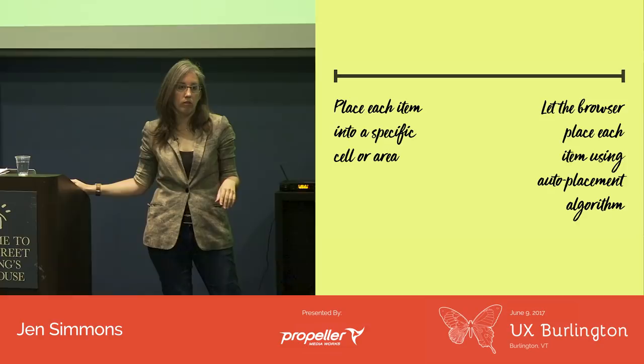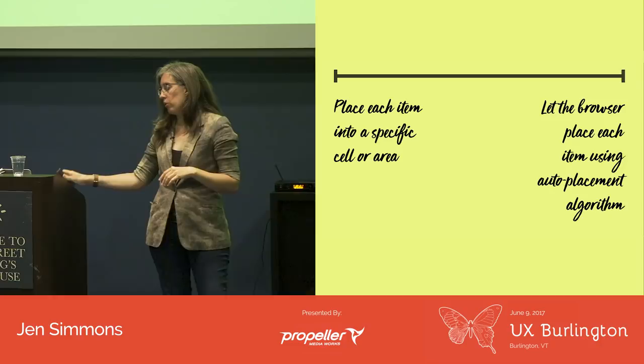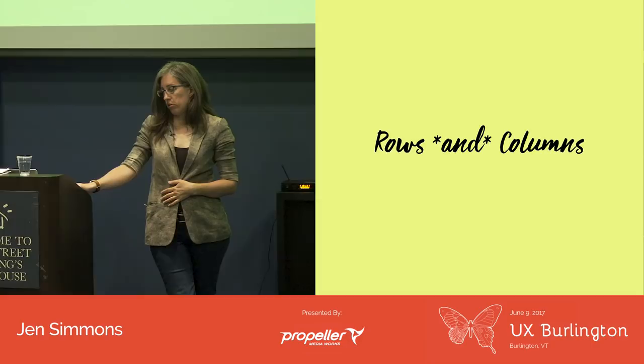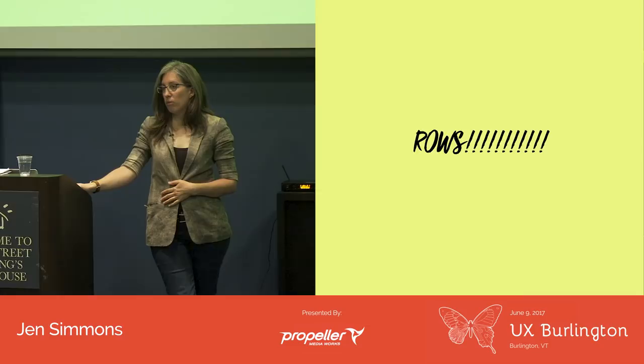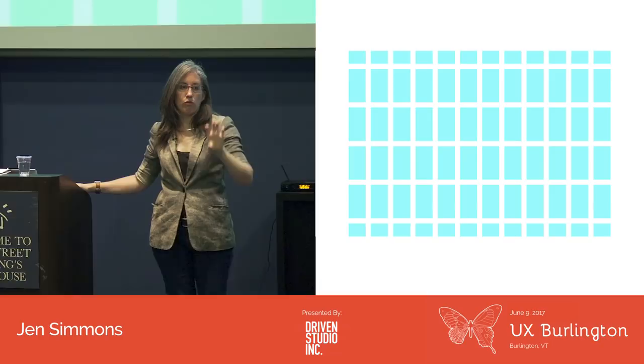So part of understanding how to work with grid as a coder or as a designer, or even as a client, is understanding this interplay between letting the browser do a lot of things versus you doing them. The other thing is that we have rows and columns, which we've never had before. We've had columns, but now we have rows. It's a really big deal. We can break the space up in a horizontal fashion. We can actually place things further down on the page than we have before.